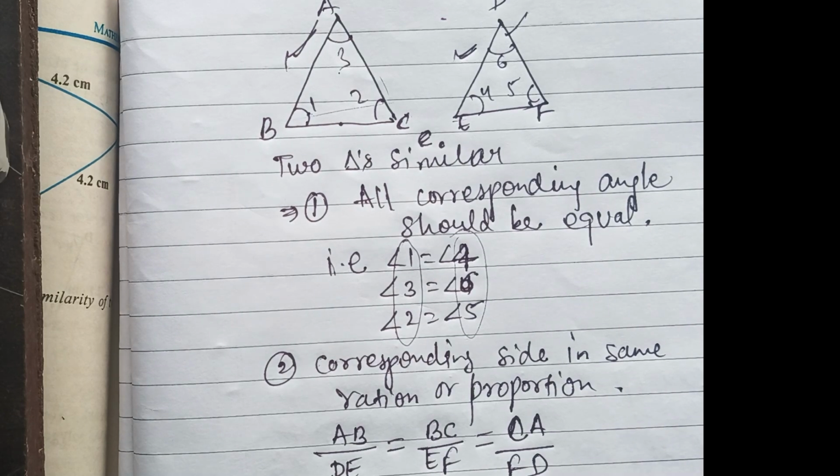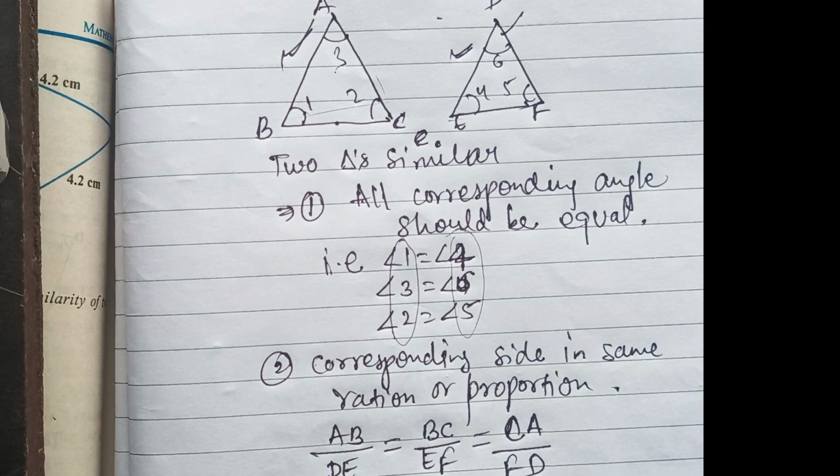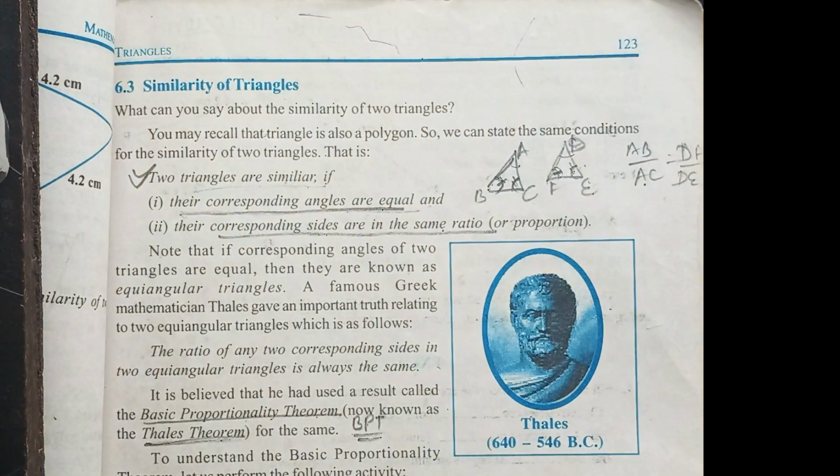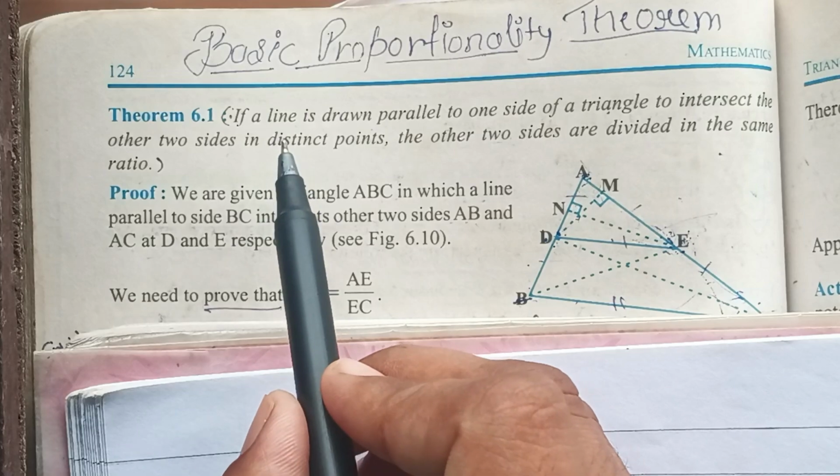So those two criteria are very important to remember, keep in mind. These should be fulfilled, only then the two triangles are said to be similar. Okay, so let's move to the BPT theorem, that is the basic proportionality theorem. Let's read the statement and try to frame its diagram.